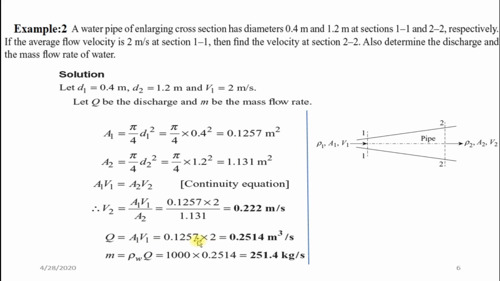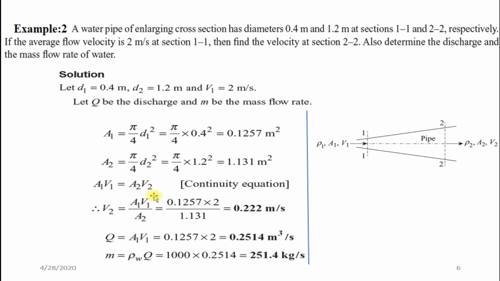You can go for A2 V2 also. To find out Q, you can go for A2 V2 also, or A1 V1. Any one you can consider to find discharge Q. That is 0.2514 meter cube per second.